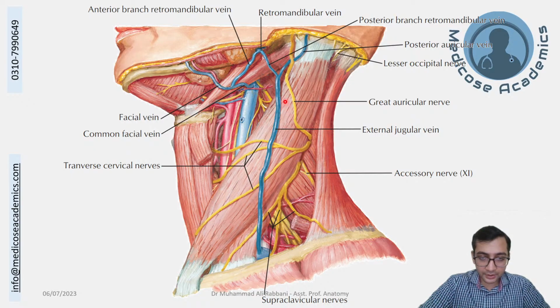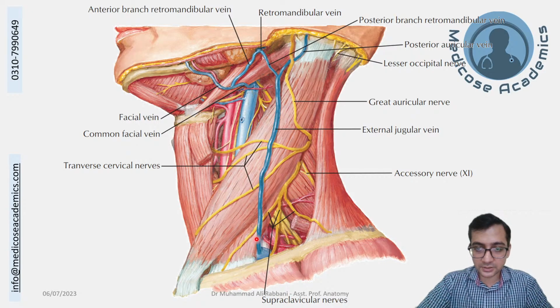So the three exiting here: greater auricular on the surface of the sternocleidomastoid, going to the front of the ear; transverse going to the front of the midline neck; and this is the supraclavicular nerve. It does not come to the lateral aspect of the sternocleidomastoid.